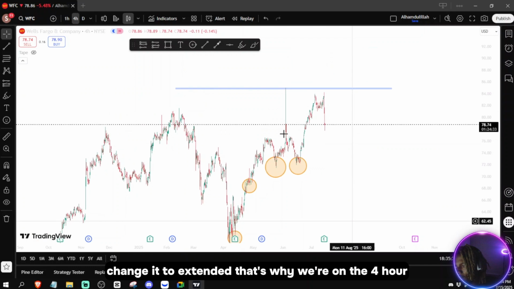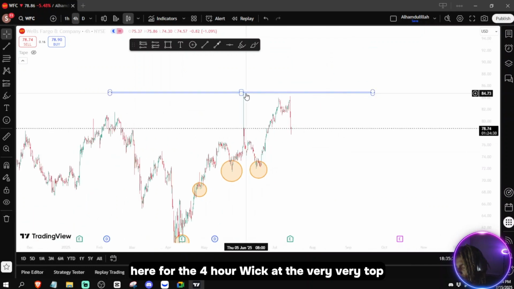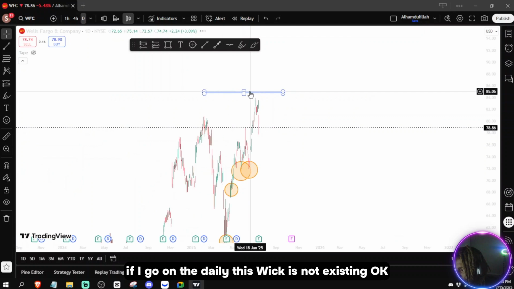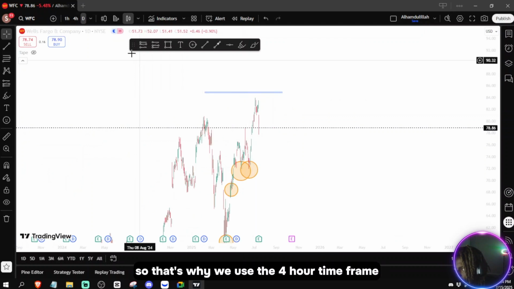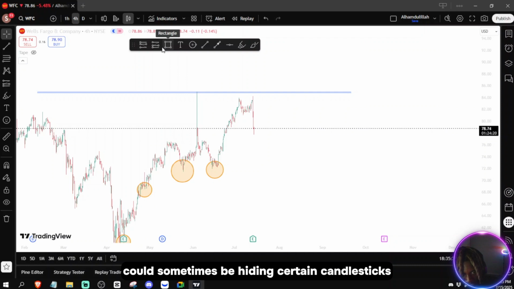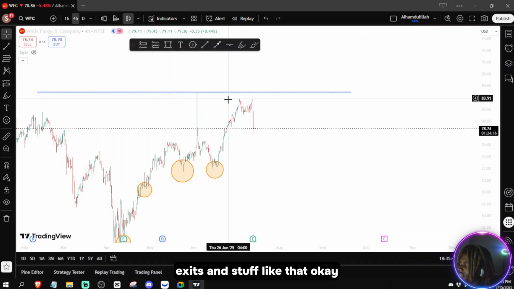That's why we're on the 4-hour. Check this out right here, the 4-hour wick at the very, very top. If I go on the daily, this wick is not existent. So that's why we use the 4-hour time frame, because the extended trading hours could sometimes be hiding certain candlesticks that we need to see, certain take profits, entries, exits, and stuff like that.